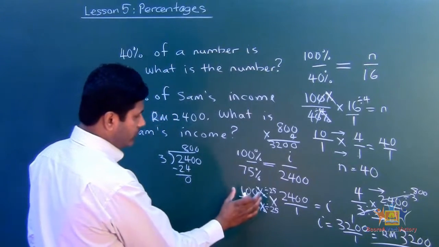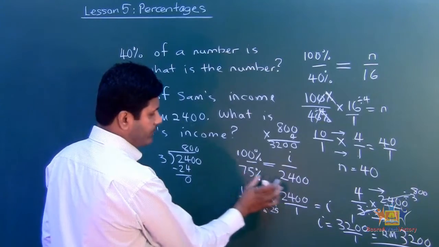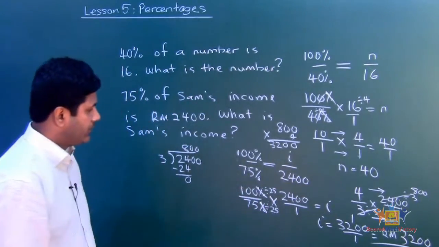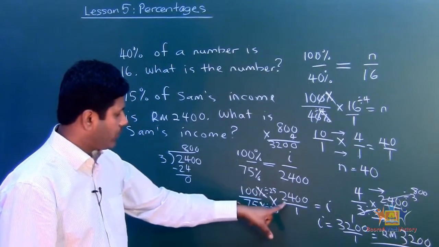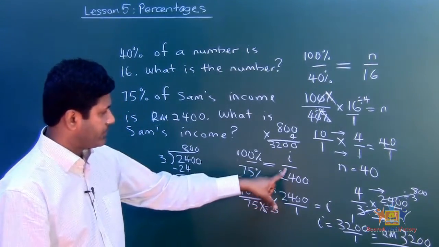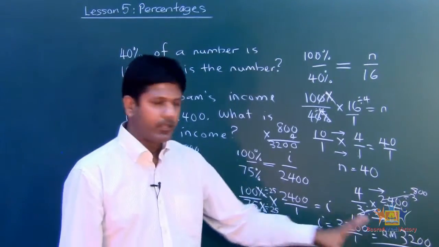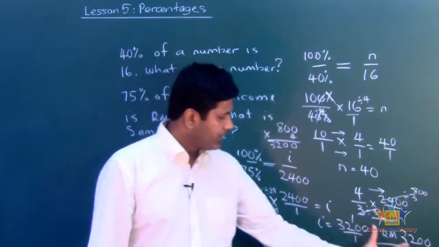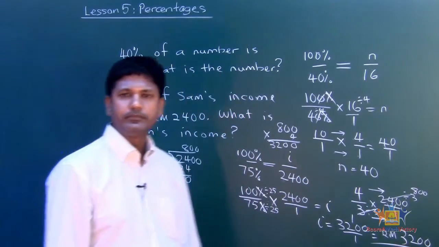So 100% is I. We don't know. 75% is 2,400. And then we're looking for I, so we brought the 2,400 across the bridge, and it becomes multiplication because it's dividing. And then we simplified it. The rest of it is just arithmetic. After you simplified, it came to 3,200 ringgits.